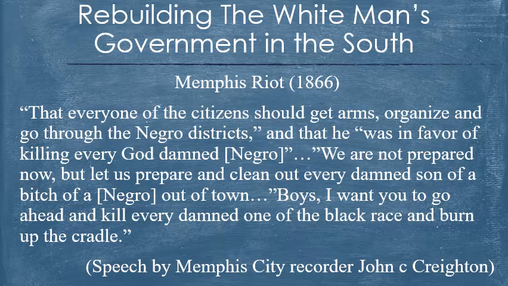This is, again, an official from the city of Memphis who is saying this, encouraging rioting, encouraging violence against African Americans, all because he and people like him in white Southern society are unwilling to allow African Americans equal rights.